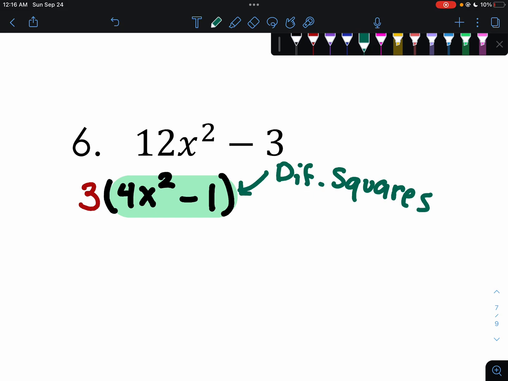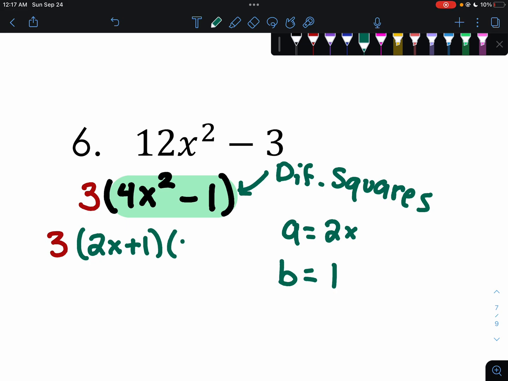So we can keep factoring. We need to know what A is, we need to know what B is. Well, the square root of 4x squared is 2x. The square root of 1 is 1. So when I factor this, I get 3 times 2x plus 1 and 2x minus 1. And that would be it for this one.